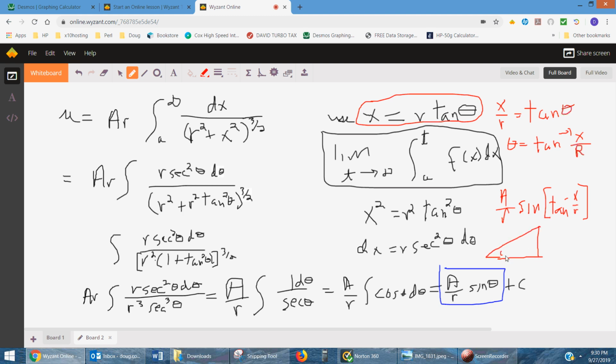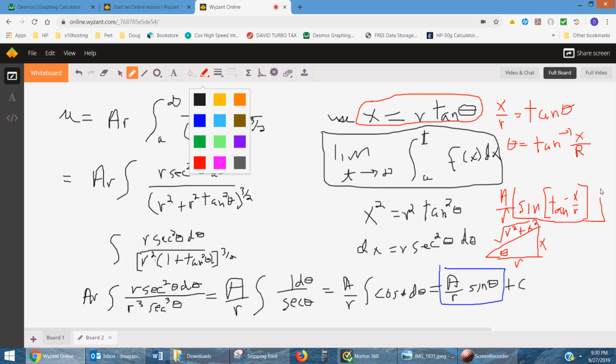Here's theta. It's an angle that has a tangent x over r. So the hypotenuse is the square root of r squared plus x squared. So the sine of that angle is x over the square root of r squared plus x squared. So I can replace this with x over the square root of r squared plus x squared. I'm going to jot that down. I've got A over r times x over the square root of r squared plus x squared.